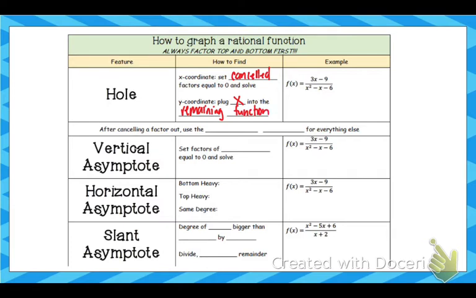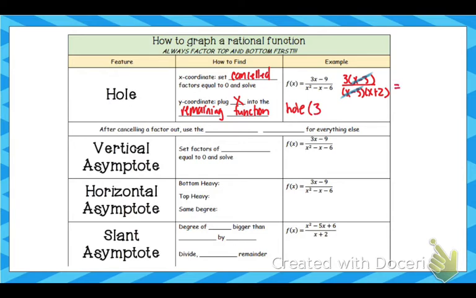So let's look at an example here. I'm going to factor the top and the bottom. Now the top does factor. It has a GCF. 3 can come out. The bottom, looking for what multiplies to -6 and adds to 1. That's going to be -3 and +2. So you'll notice there's the same factor top and bottom. That factor is going to cancel out. So since that factor cancels out, to find the hole, the x-coordinate is going to be the zero of that factor. Okay, if I took it and set it equal to 0 and solved, I would get 3.